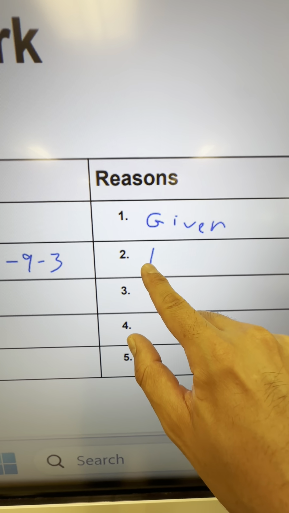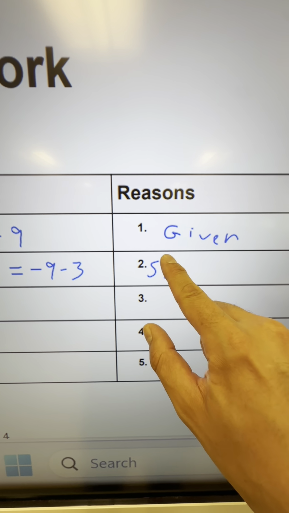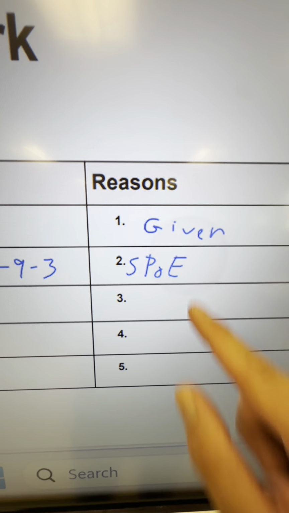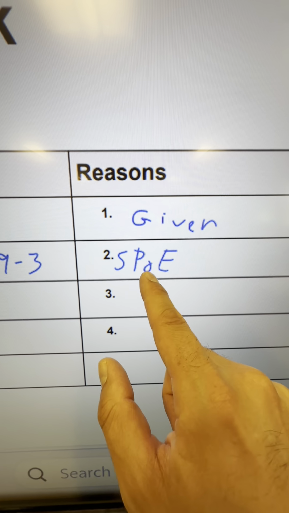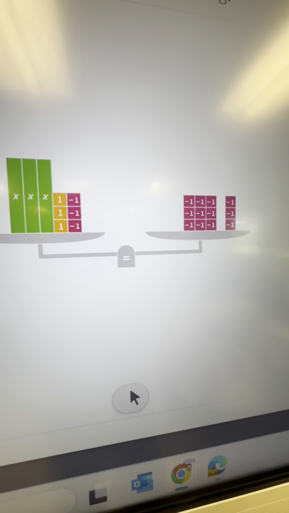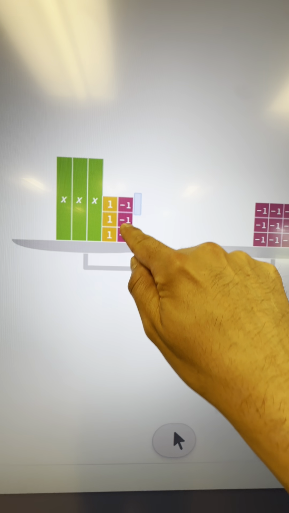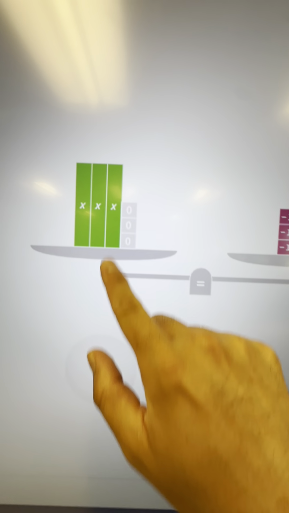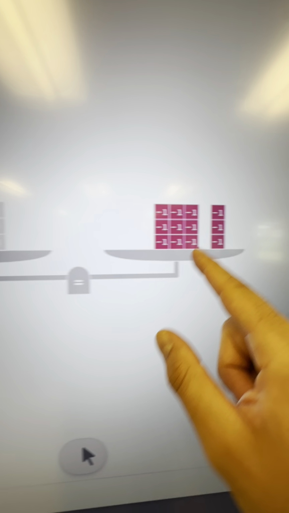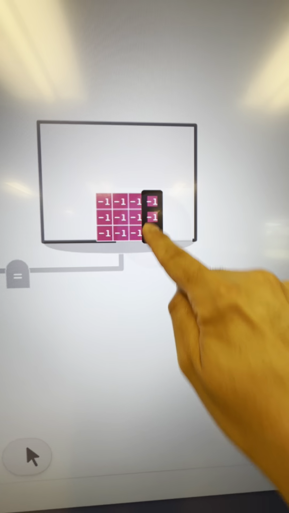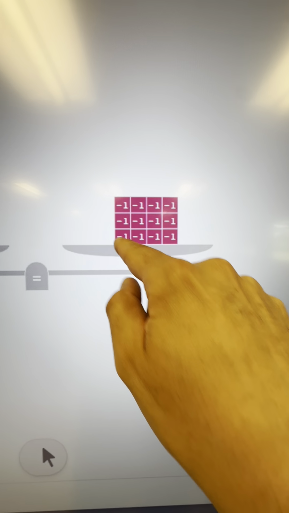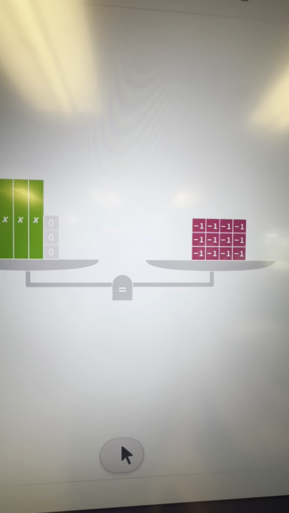My reason here is going to be subtraction property of equality. So I'm just abbreviating it. Subtraction property of equality. My next step is to simplify. So I take my 3 negatives, and I can combine them with these. You can see it makes 3 zero pairs. So I'm left with just 3 x's here. On this side, when I combine these, there are no zero pairs. So you just end up with 3, 6, 9, 12 negatives. So I have 3x equals -12.